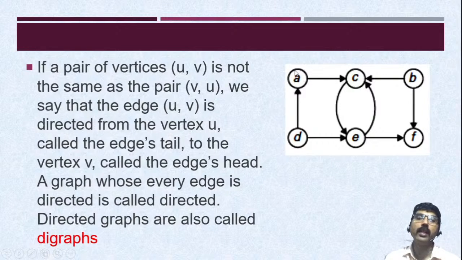If I consider A as a vertex, for example, if I consider this one as U and this one as V, the edge UV is not the same as VU. In a directed graph, these are not the same. AC is not the same as CA.